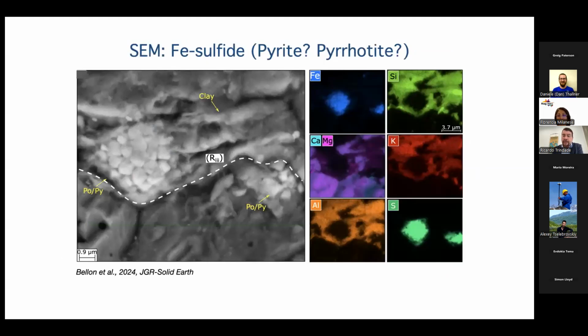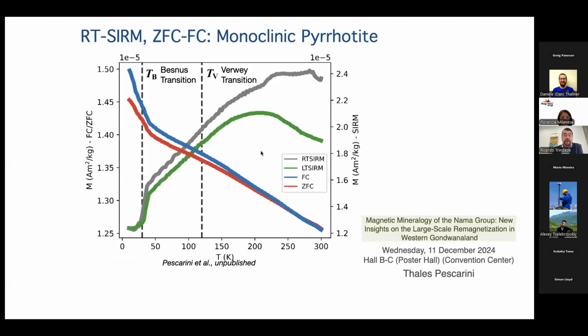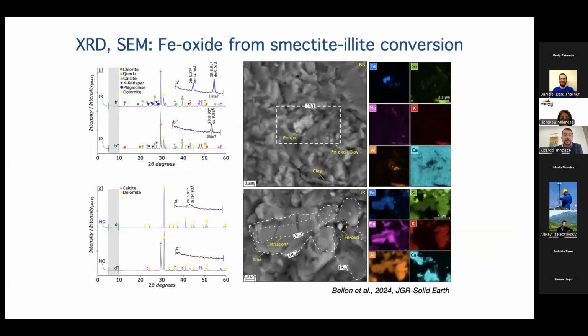From scanning electron microscopy, we can see pyrrhotite and also clays, and the iron minerals are very strongly correlated to the clays in those rocks. We see from low temperature measurements that we typically have the Besnus transition, showing the presence of pyrrhotite. We also have the Verwey transition, showing the presence of magnetite.